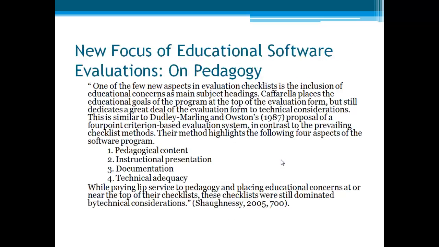New focus of educational software evaluations on pedagogy. Caffarella, 1987, placed the educational goals of the program at the top of the evaluation form, but still dedicated a great deal of the evaluation form to technical considerations. Likewise, Marling and Alston in 1987 were among the first evaluation designers to include educational concerns as the main subject headings. They developed a 4-point criterion-based evaluation system in contrast to the prevailing checklist method.